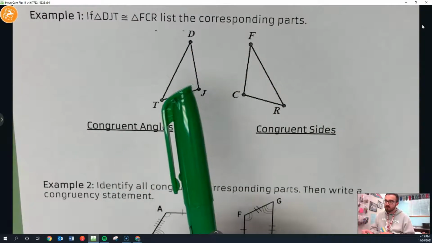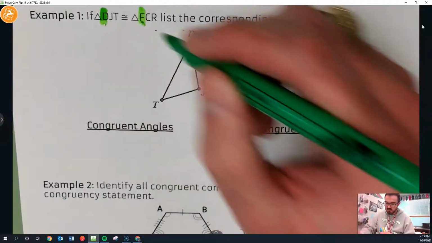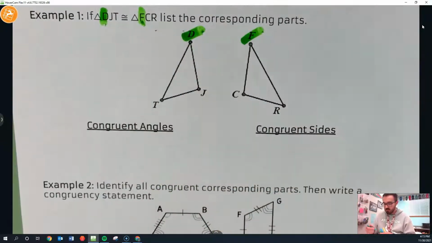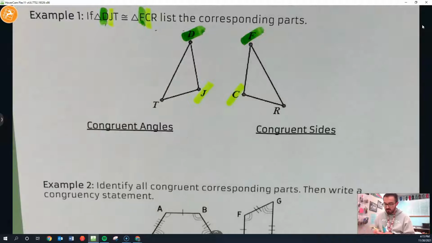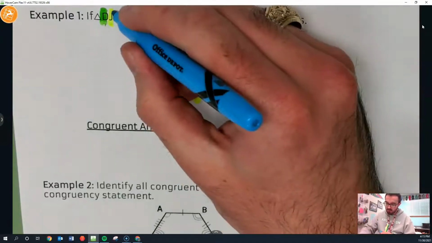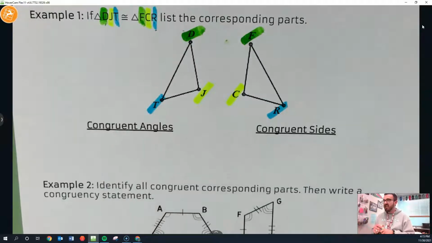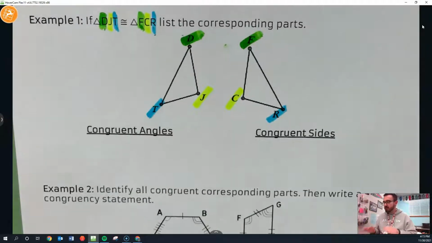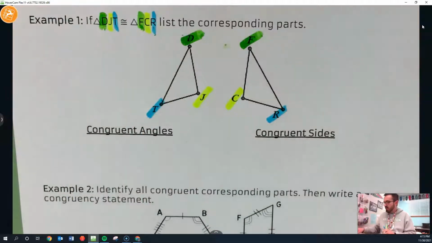I'm going to pick a color for my first letters. D is my first letter, F is my first letter. I'm going to highlight D and F on my picture. Pick a different color: J and C. I'm going to highlight them on my picture. Then T and R. I'm going to highlight them on my picture. Now that I've highlighted them, my first ones were the same, my second ones were the same, my third ones were the same. Now I can really tell which angles are congruent to each other. It really pops, right?